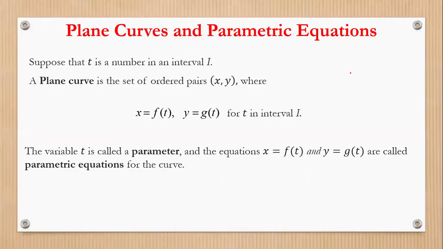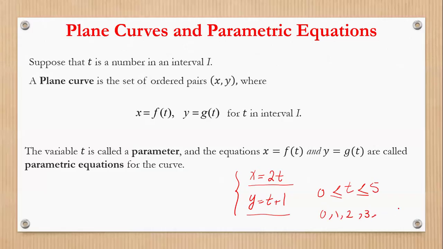For example, I have x equals 2t, y equals t plus 1. Now I have parametric equations because I have two equations, one for x, one for y, and both of them are based on t. And since t represents the time, it cannot be decimals. So if they ask us that t must be in the interval of 0 to 5, that means t can be only 0, 1, 2, 3, 4, or 5. These are the numbers that can be replaced for t.